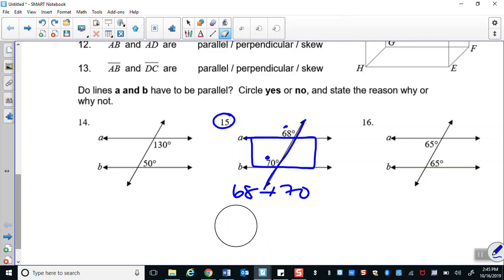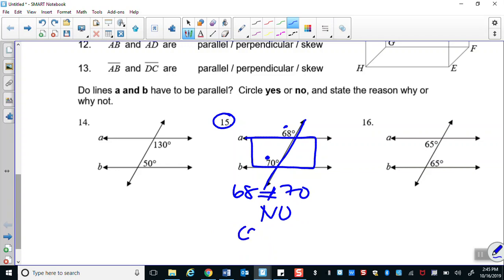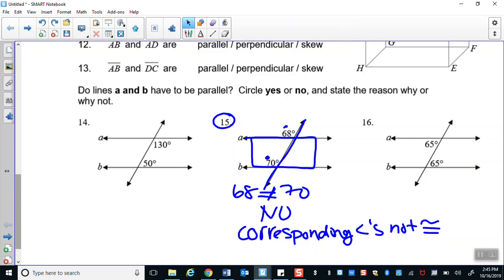So actually, sorry, you can just write no, and then you can say corresponding angles are not congruent. And you can abbreviate corresponding if you want. I just want to make sure it's clear. But those lines would not be parallel because the corresponding angles are not congruent.